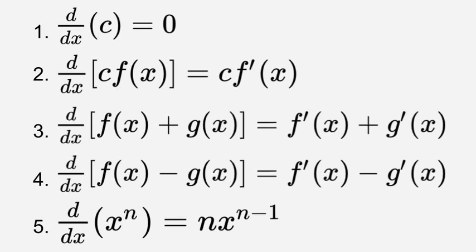The third and fourth rules are the sum and difference rules, which say that the derivative of a sum or a difference is the sum or difference of the derivatives. So I can distribute the derivative to each function individually. And the last rule that we just talked about is the power rule, which says that the derivative of x to the n is nx to the n minus 1. And I'd recommend writing these down and leaving room for more because we're going to continue to add to this over the next several sections.